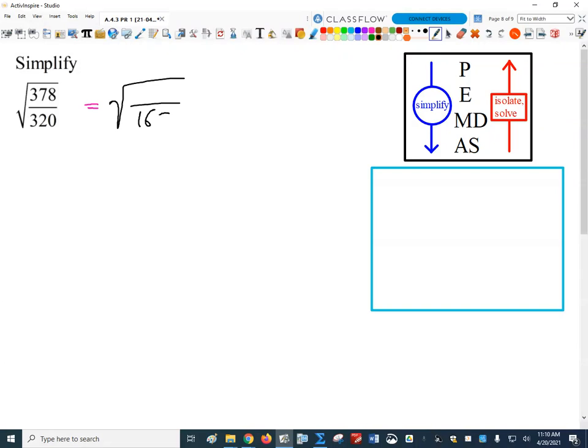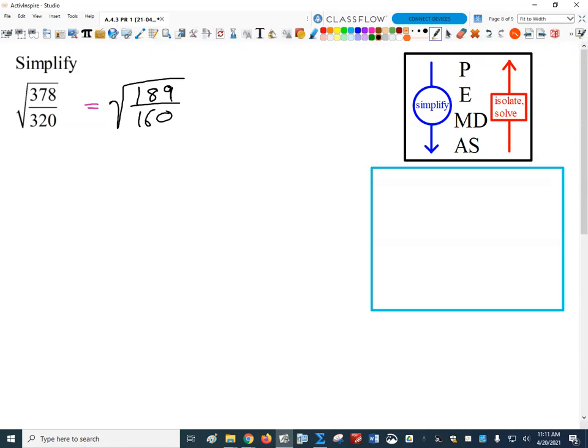Bottom, I'm just going to get 160, right? What about the top? What's that going to be? Say it again. 189. That's good. Okay, and could I simplify it more than that? It doesn't really look like it to me. Top's odd, bottom's even. 3 doesn't go into the bottom, but it goes into the top. I think that's as far as we can go.